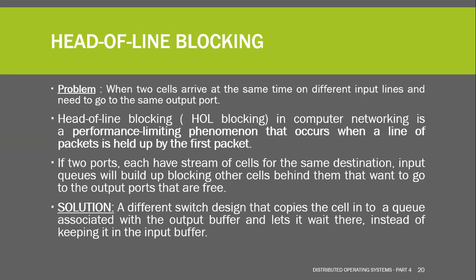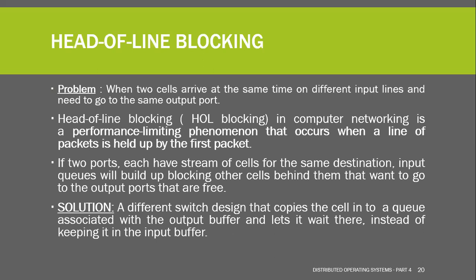Parallel switching is essential. Head-of-line blocking. The problem is when 2 cells arrive at the same time on different input lines and need to go to the same output. Head-of-line blocking in computer networking is a performance-limiting phenomenon that occurs when a line of packets is held up by the first packet.